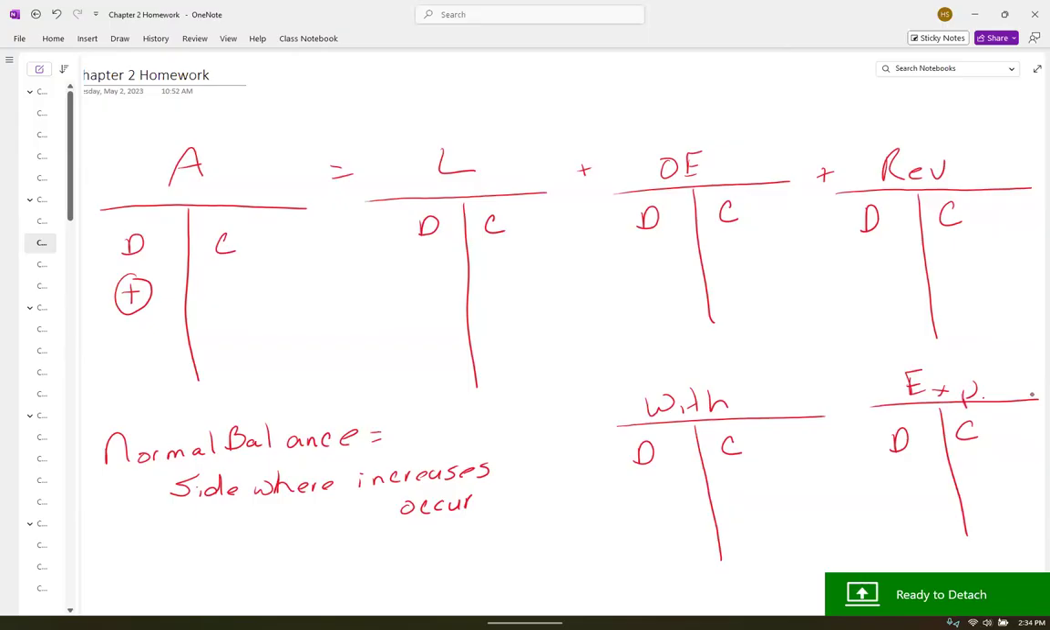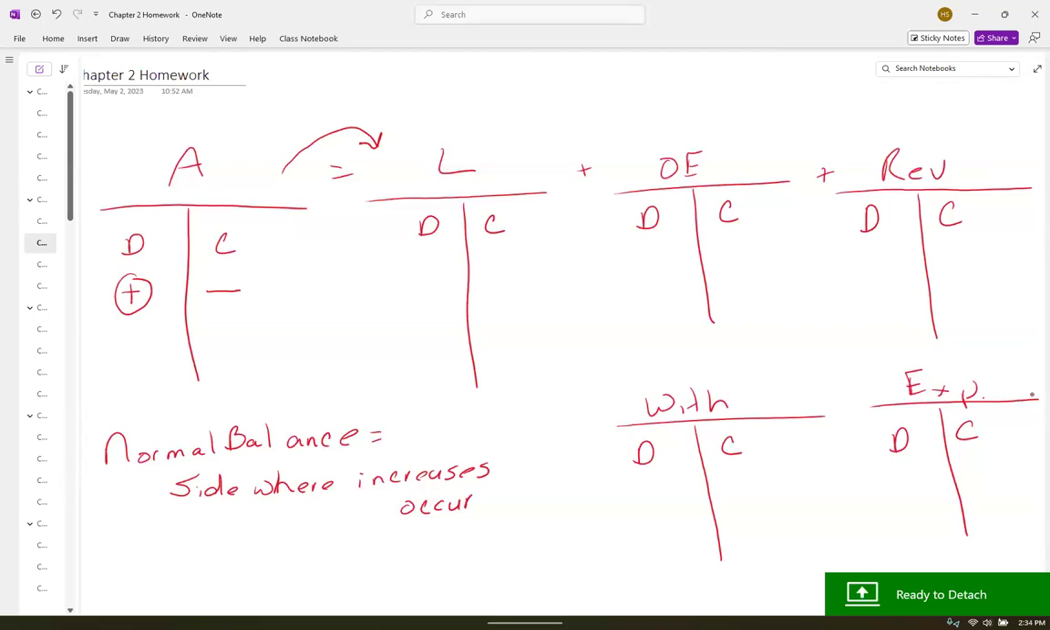an asset's cash, accounts receivable, office supplies, prepaid rent. All of those are assets. If I want to make them increase, I'm going to debit it. If I want to decrease it, I will credit it. So now let's think about, we're going to cross the equal sign.